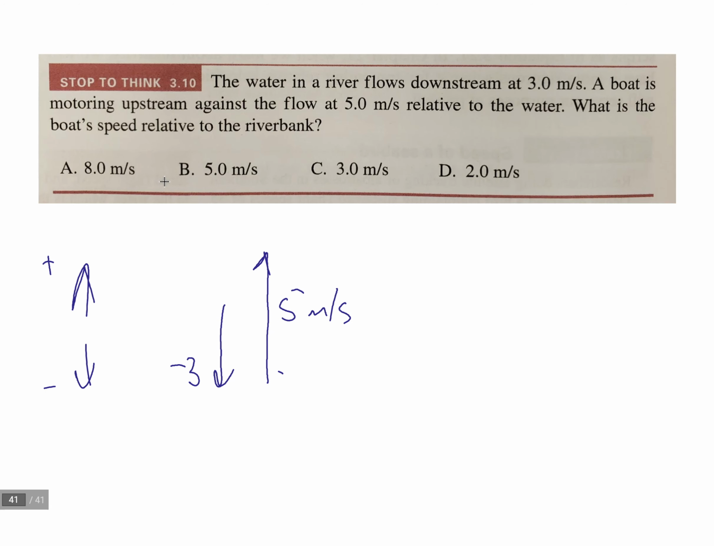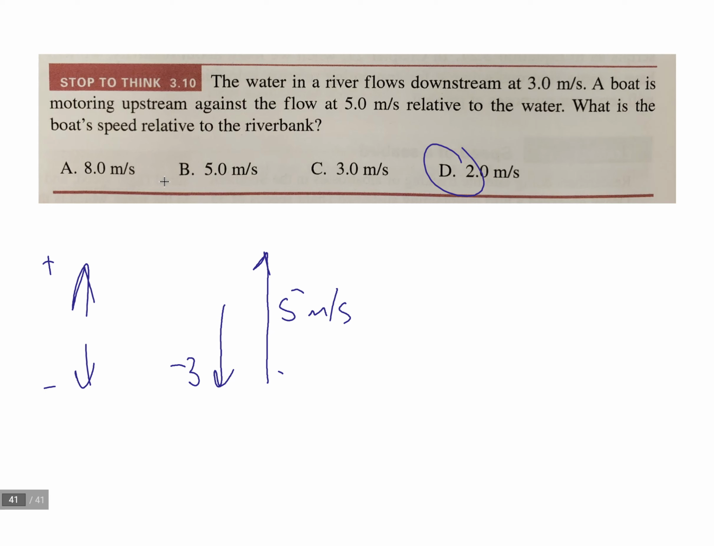Well, relative to the water, it's moving at 5 meters per second. Okay. So if I'm sitting in the boat, my speedometer in the boat says 5 meters per second, right? But the water itself is moving at 3 meters per second the other way. So even though my speedometer says 5 meters per second, that's relative to the water that's moving at 3 meters per second the other way. So that means somebody on the riverbank is looking at me and watching me go 2 meters per second. The answer is D.